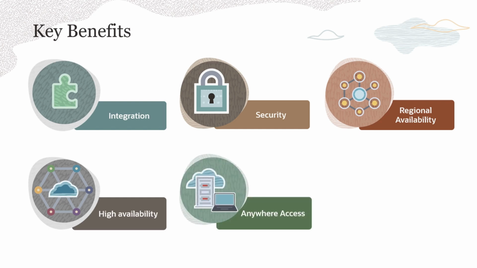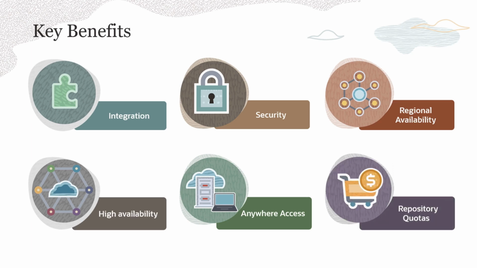OCIR ensures anywhere access, allowing you to utilize the container CLI for image operations from various locations, be it on the cloud, on premises, or even from personal laptops. Additionally, OCIR implements repository quotas. In each enabled region for your tenancy, you can establish up to 500 repositories with a cumulative storage limit of 500 GB. Each repository is capable of holding up to 100,000 images. Importantly, charges apply only for stored images.